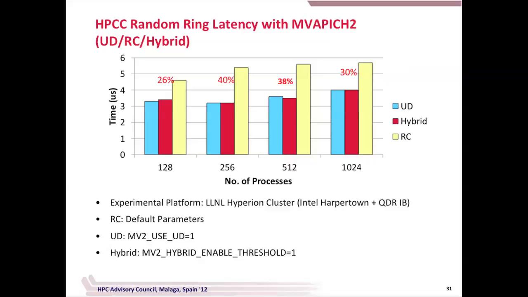Here it shows some concrete numbers, for example HPCC random ring, which is a common benchmark people use. This is on a 1,000 core system. You will see that as the system size increases, the hybrid gives you almost 30 to 40% benefit compared to RC. This is very easy: if you want to run UD, just use this runtime parameter, or if you want to do hybrid, just use this parameter. That's all you need to trigger on. Especially if you're trying to get some large scale numbers, I strongly encourage you to use this kind of hybrid environment to get the best performance and scalability.